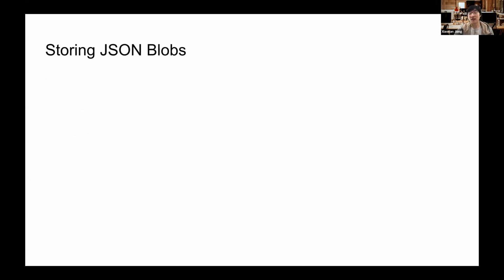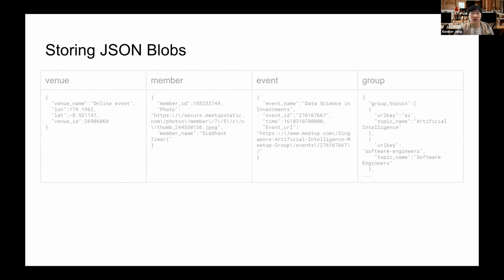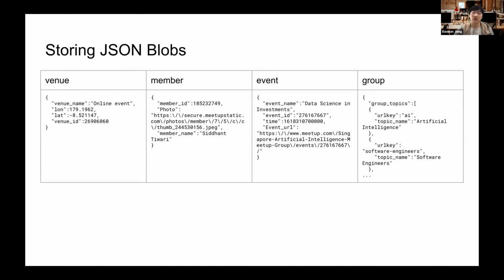Then another approach is to directly store the JSON blobs. The storing part is very straightforward. We just put the JSON string into these columns. But then the question is, how do I search for a particular event? For example, I want to know the event with the name Data Science in Investments. Because it's stored as a JSON blob, we need to extract the fields from the JSON.